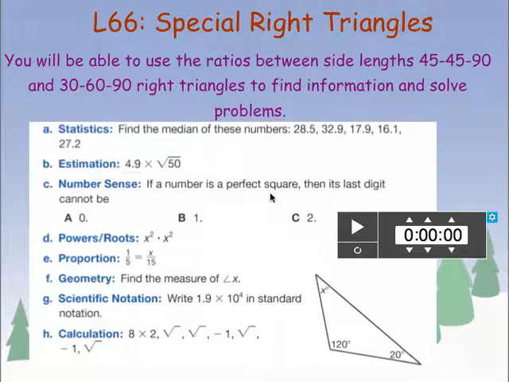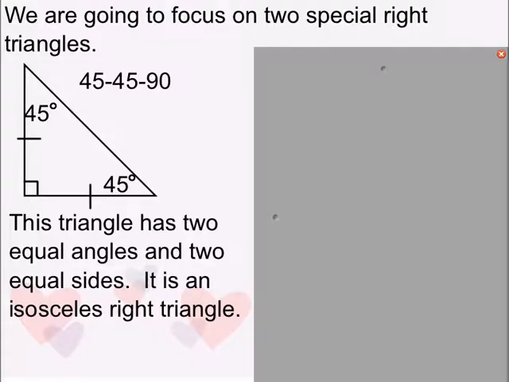Course 3, Lesson 66, we are looking at special right triangles. So we've talked about right triangles a lot before with the Pythagorean theorem, but in this lesson we are looking at very specific ones that have angles of 45, 45, 90, or ones with 30, 60, 90. So let's first look at these two triangles.